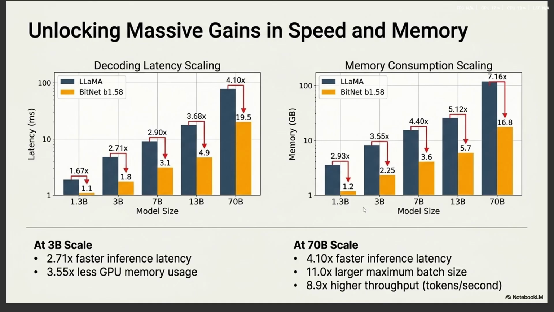This is very important for real-world deployment because in real systems, GPU memory and inference latency are major bottlenecks. So BitNet b1.58 can make large models easier to run, and it can also allow more users to be served with the same hardware.